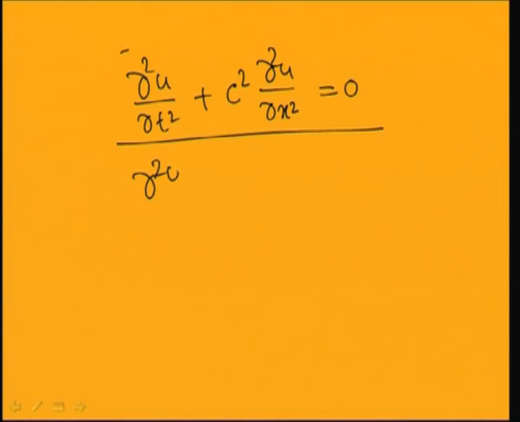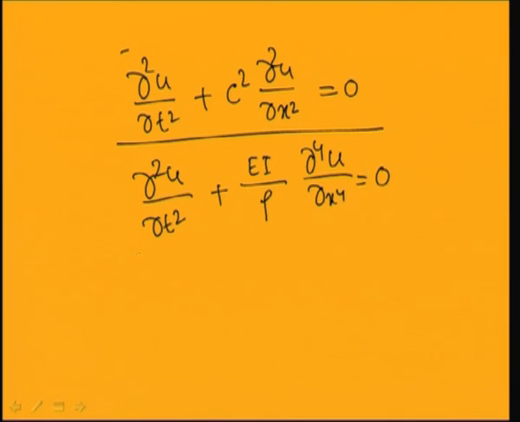Also last class we derived the equation of motion for the Euler beam. In that case the equation is written in this form: del square u by del t square plus EI by m, or EI by rho, into del fourth u by del x fourth equal to 0. So this is a fourth order equation, and in the previous case the equation is a second order equation. Today we are going to find the response of the system with the wave equation.